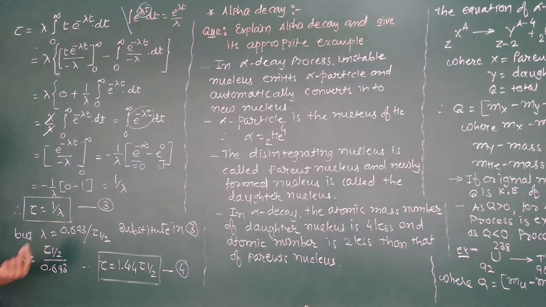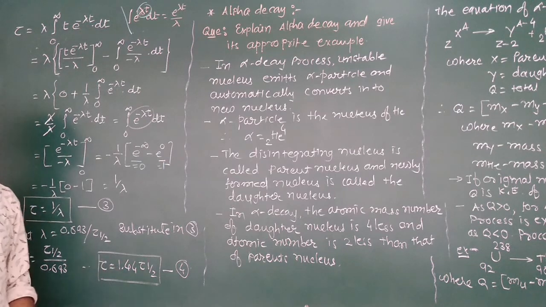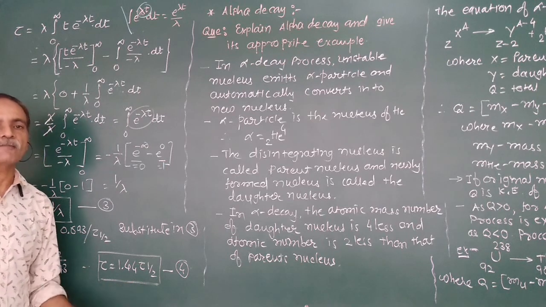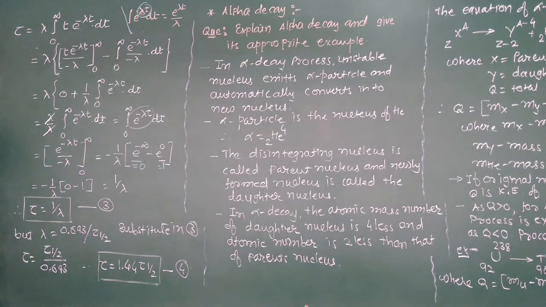Now, we know that the half-life tau half is equal to 0.693 upon lambda. Using this, lambda is equal to 0.693 upon tau half. Substitute the value of lambda in equation 3, therefore tau is equal to 1 upon 0.693 into tau half, that means tau half upon 0.693. The simplification of 1 upon 0.693 is 1.44, so tau is 1.44 tau half. So that is the relation between average life and half-life of a radioactive substance.